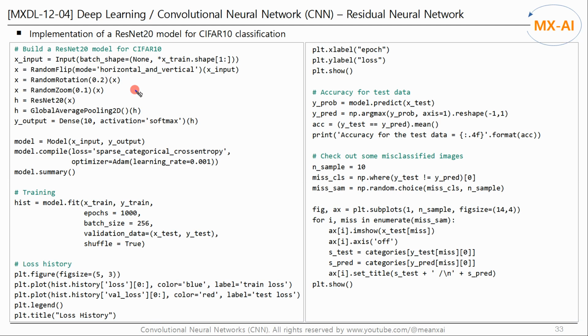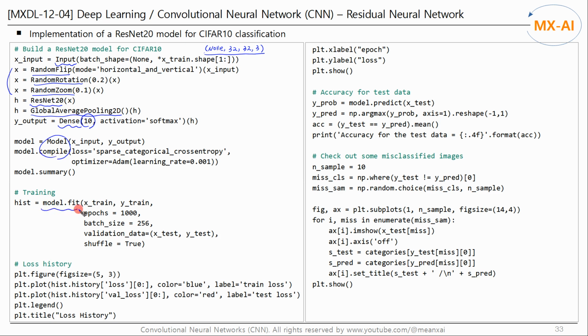Now we build a ResNet20 model for CIFAR10 image classification. Create an input layer. The input layer receives 4-dimensional data like this. Next, we perform a simple data augmentation on the input image. Then we add a ResNet20 layer and a global average pooling layer. Finally, we add an output layer to classify the input image into 10 categories. Create and compile this model.